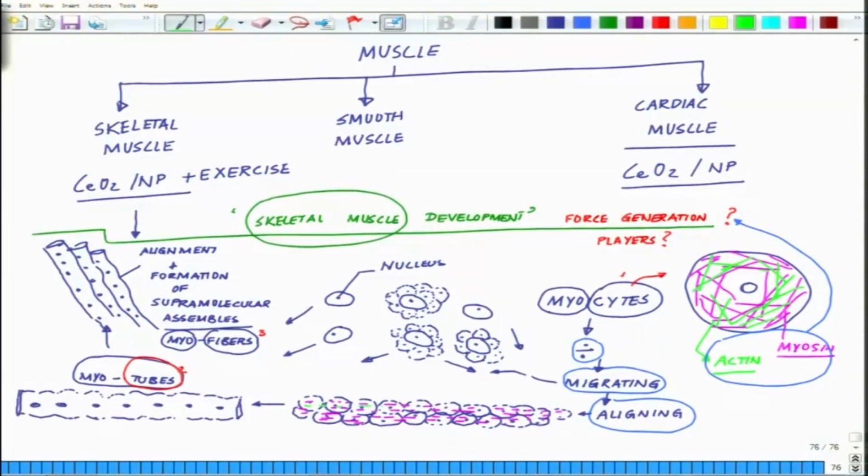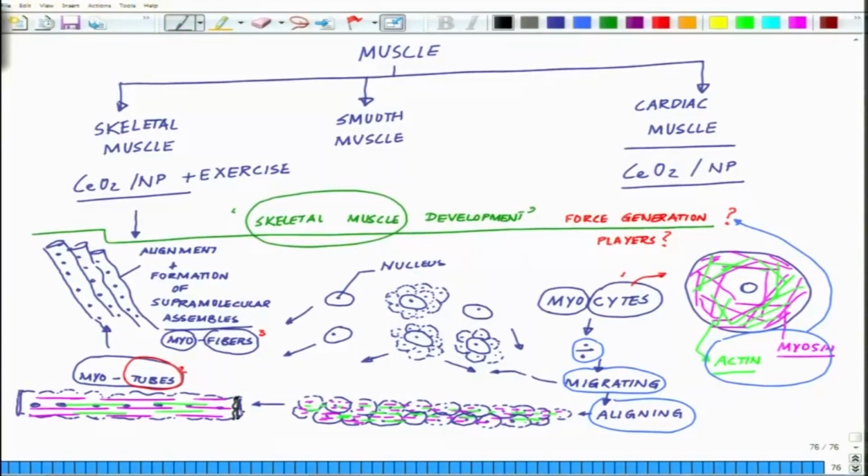Almost, they align like tubes. So you have these cells, something like this. Now, once the myotube is formed, they follow this arrangement like this. Something like this. And there are discontinuities which you could see as something like this.